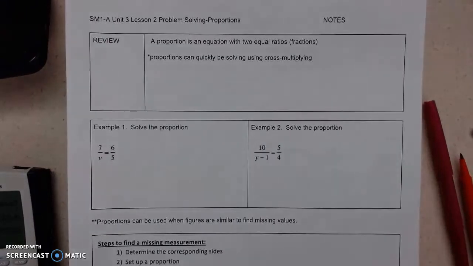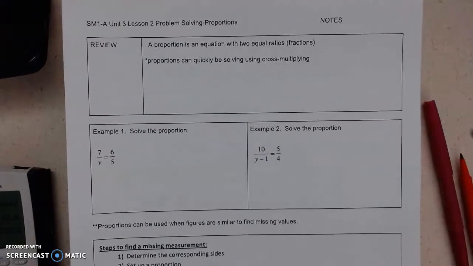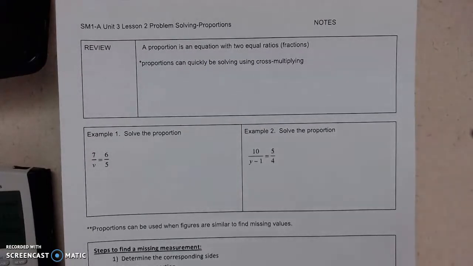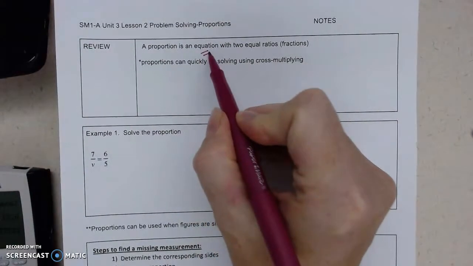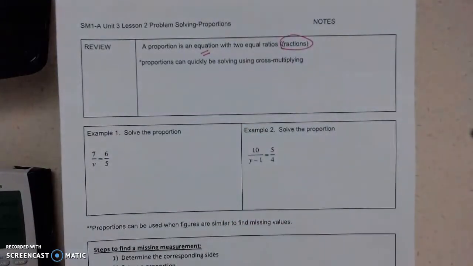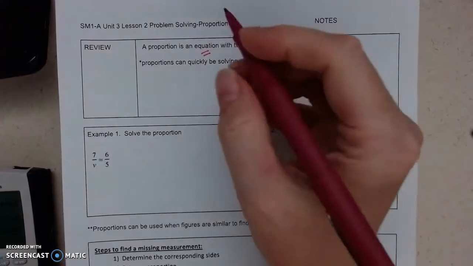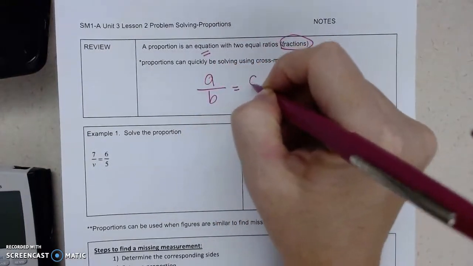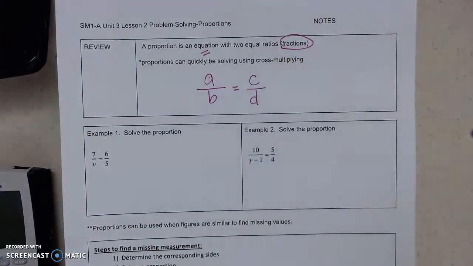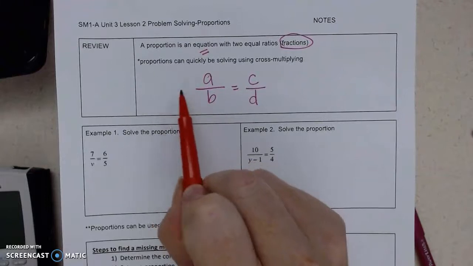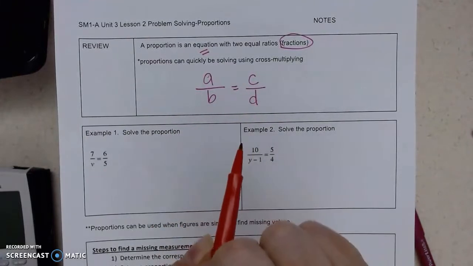All right, let's talk about Unit 3, Lesson 2, Problem Solving with Proportions. A proportion, just to review, is an equation. So you'll see an equals with two equal ratios. A ratio is just a fancy word for fraction. So you'll see a numerator and denominator set equal to a numerator and a denominator. What you'll notice is there is not going to be addition to the left or right of the fraction.